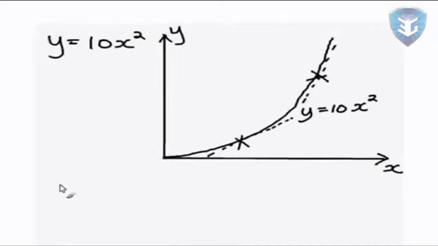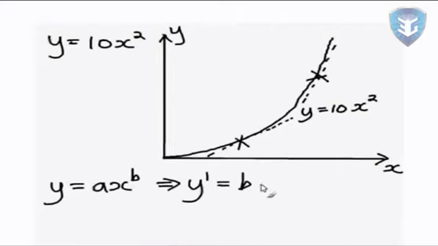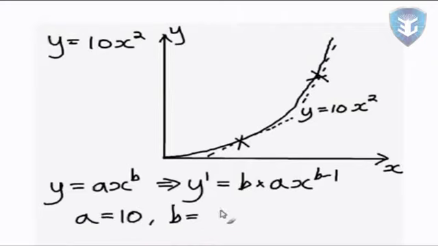So first of all, we need to know one of the basic rules of differentiation, which is if we have a general function y equals a, some constant a, times x to the power b, then the derivative of this function, which I'm going to write as y dash, is you put the b out in front, multiply it by the a, multiply that by the x, and then reduce the power of the x by 1. So for our particular function, a equals 10, because that's the thing in front of the x, and b equals 2, because that's the power x is raised to.